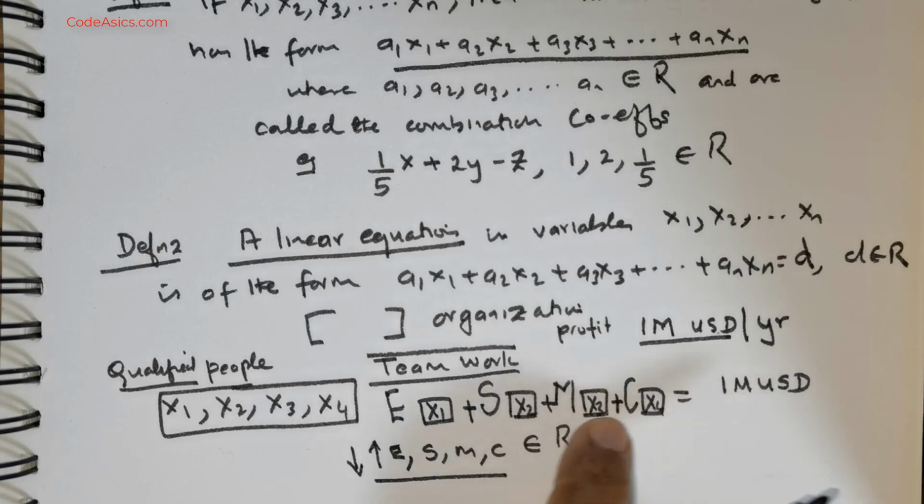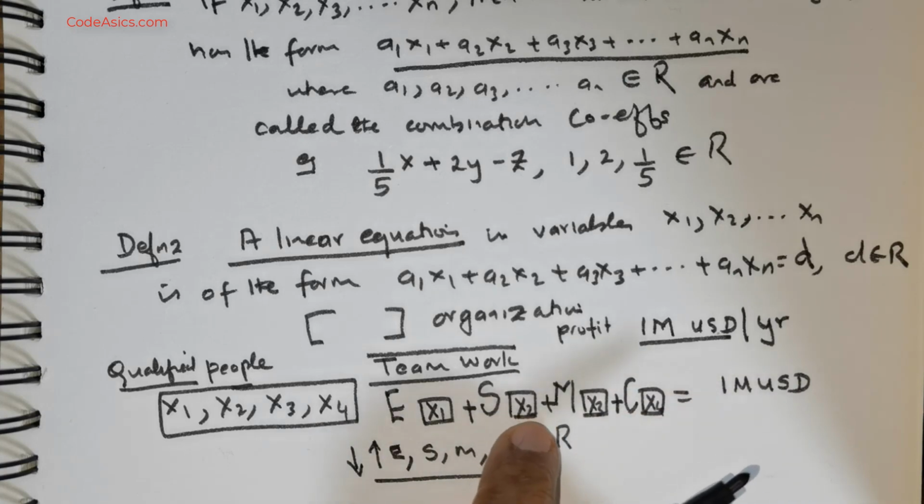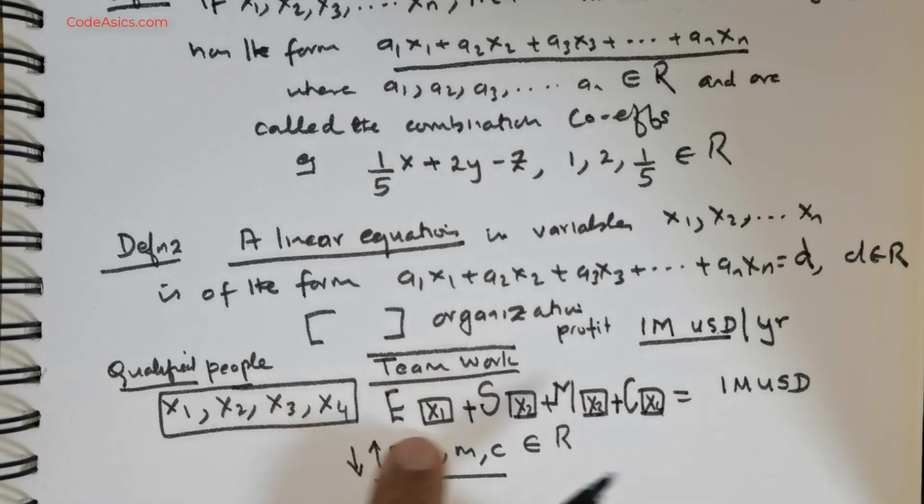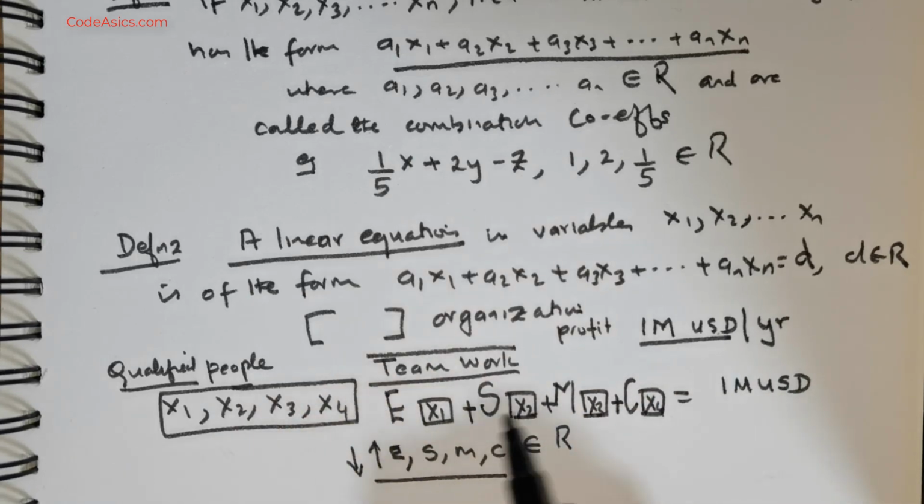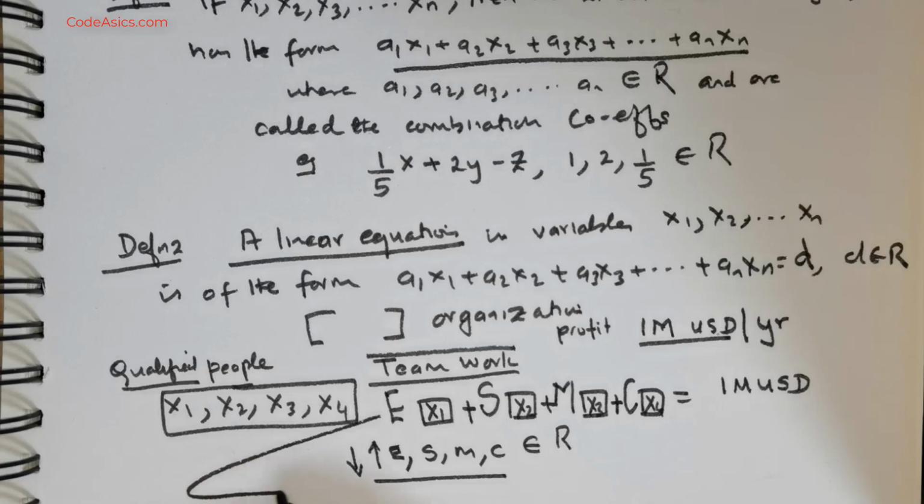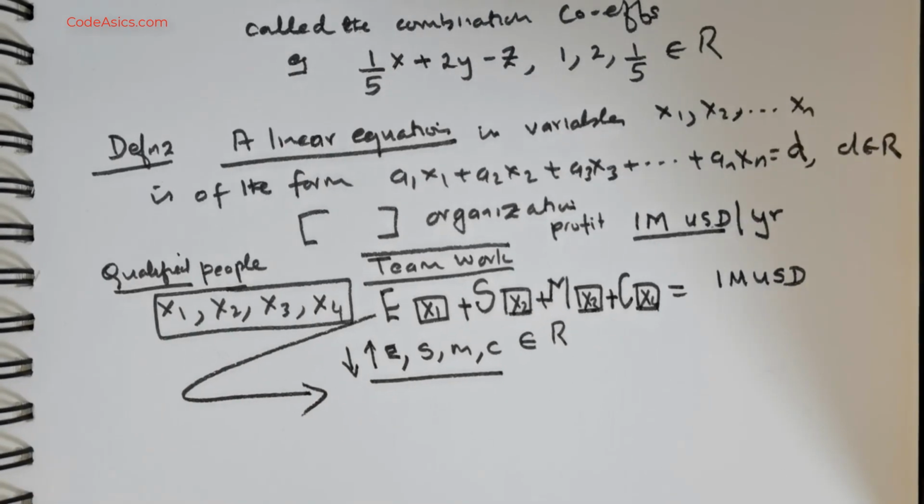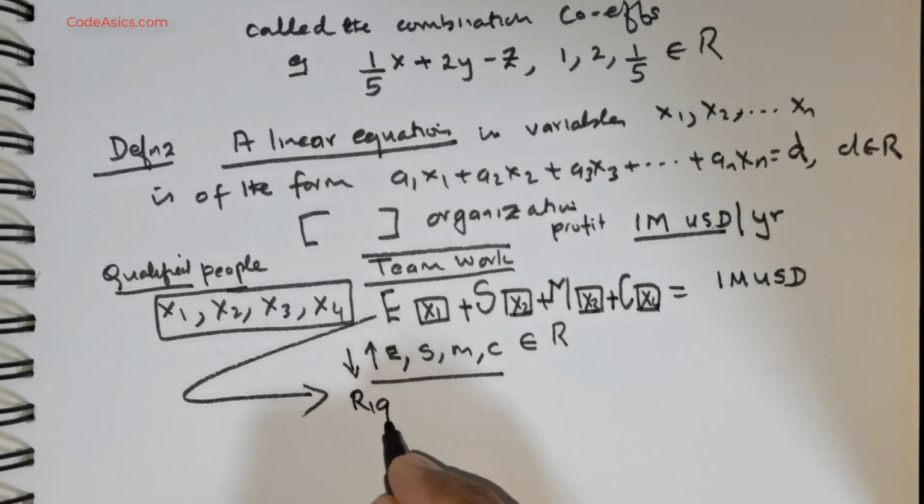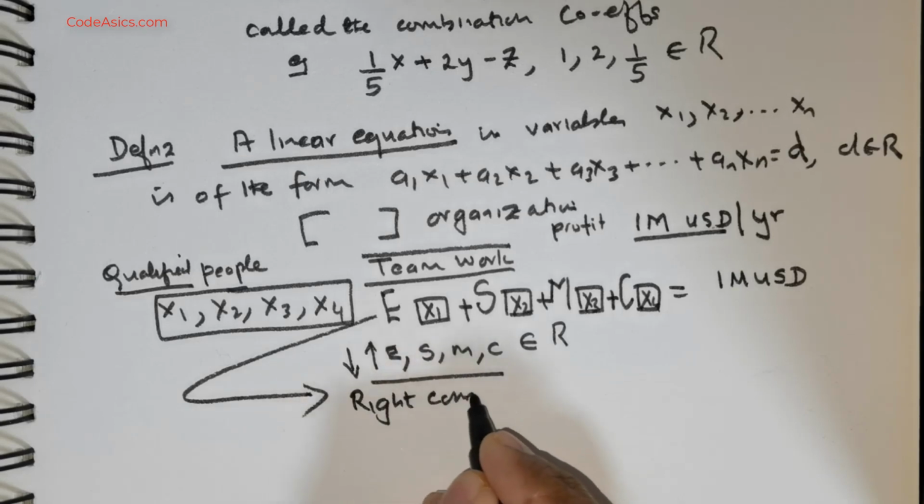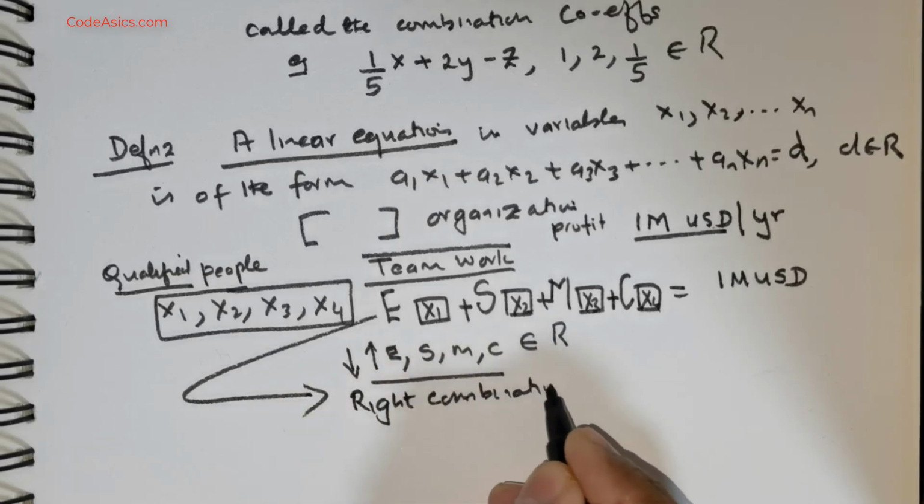The position of X4 and X2 can be interchanged. The position of X2 and X3 can also be interchanged. So we call these things the combination. All of the companies in the world, they are looking for this right combination of their team.